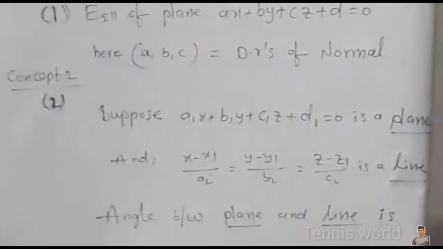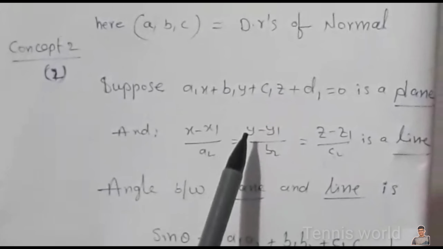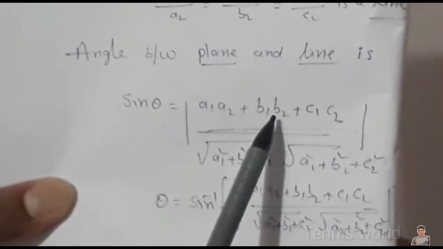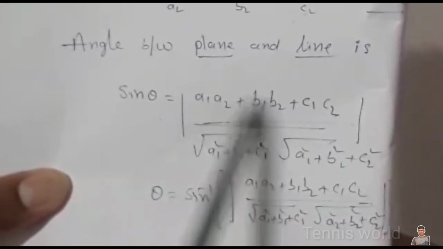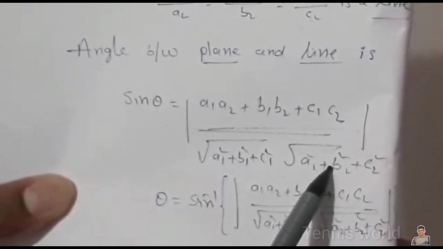Here I am taking one plane equation and one 3D line equation. How to find the angle between this plane and the line? We have one formula: sin theta is equal to a1 a2 plus b1 b2 plus c1 c2, divided by square root of a1 square plus b1 square plus c1 square, times square root of a2 square plus b2 square plus c2 square.